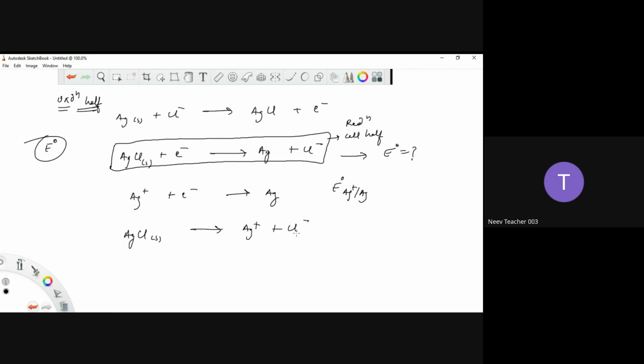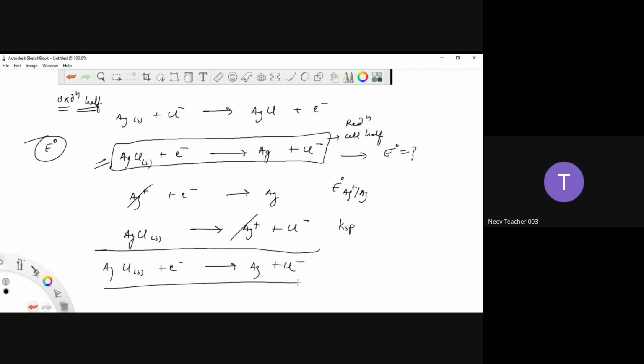Yes or no? And for such a reaction, we have the Ksp value. Correct? Now, if you add these two reactions, Ag plus cancels out. What are you left with? You are left with AgCl solid plus electron giving you Ag and Cl minus. See, this is what we need, and we got it.